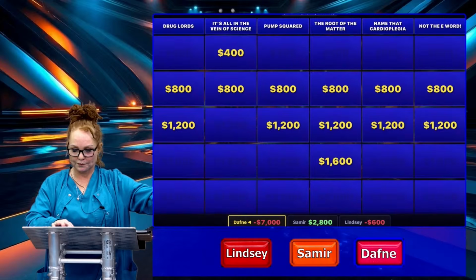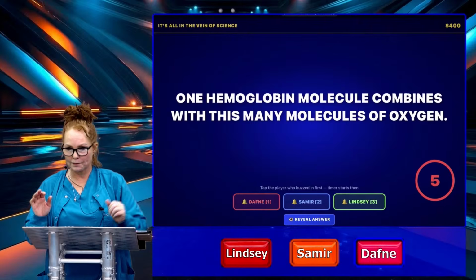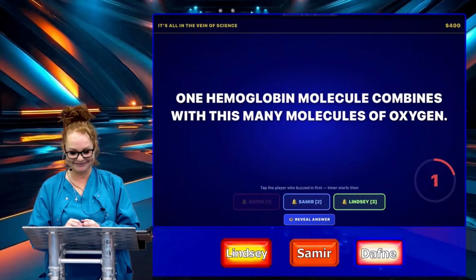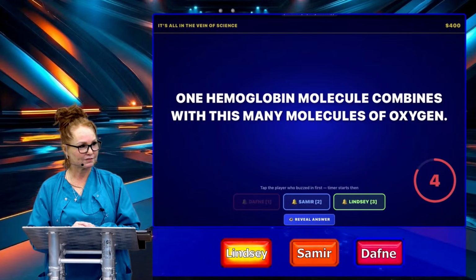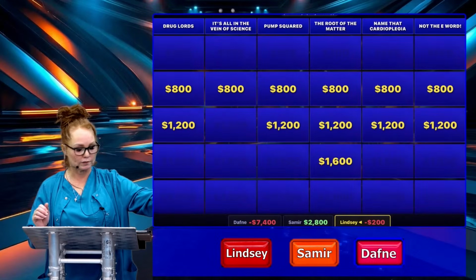Okay, back to the board. Is it me? Yes. It's All in the Vein of Science for 400. One hemoglobin molecule combines with this many molecules of oxygen. Daphne, 2? That is incorrect. Anyone else? Lindsay, 4. Correct. Good job, Lindsay. You have control of the board.